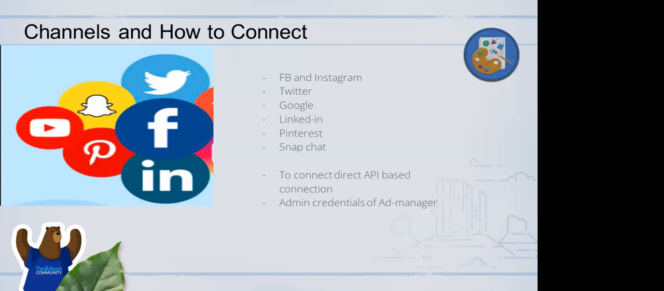In terms of connections, there is a pre-built API, or a pre-built connector, which is natively available in Marketing Cloud. So there is no development that needs to be done, and no custom code that you need to write. The only thing you need to do is, for each of the channels, have the admin credentials of the ad manager and use those basic admin credentials to connect to the respective social channels. Then your connections are in place and you can use them to run your ads.